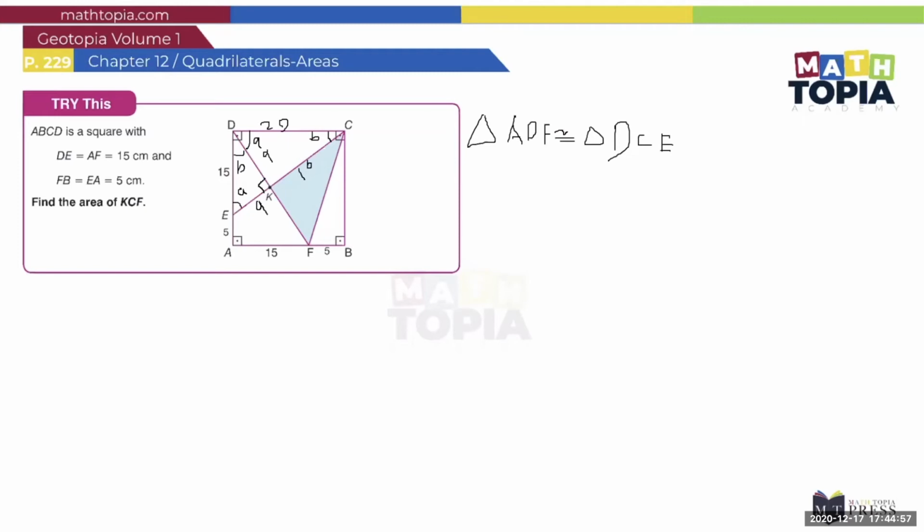And yeah, my bad. This isn't 9. This is 12. And since this is 12, and the whole thing should be 25, this is 13. So KF is 13, KC is 16. This is a right angle, so we can just multiply it out. 13 times 16 over 2 is equal to 13 times 8, so the area is going to be 104. Good.